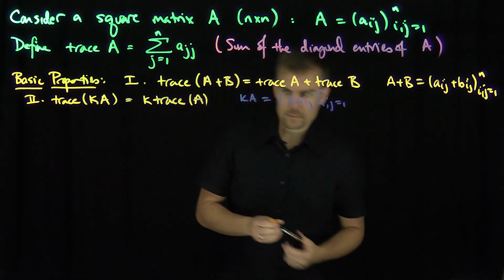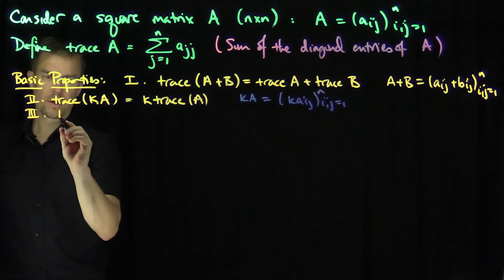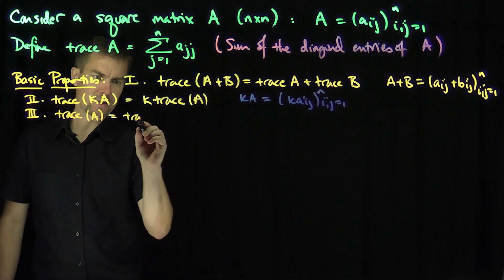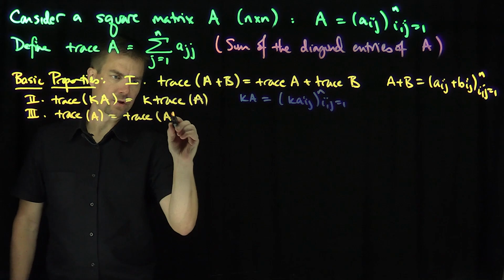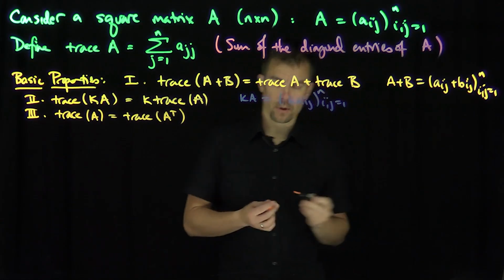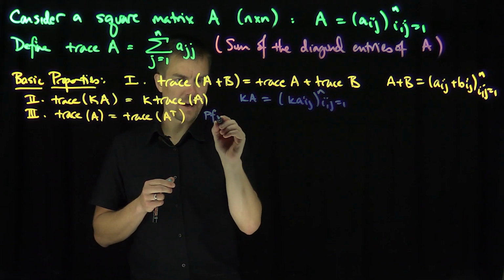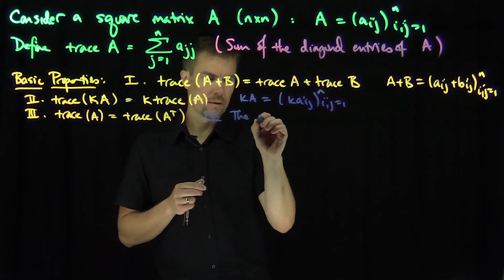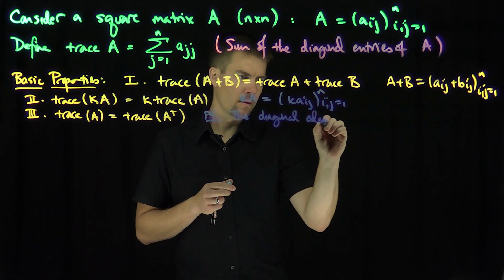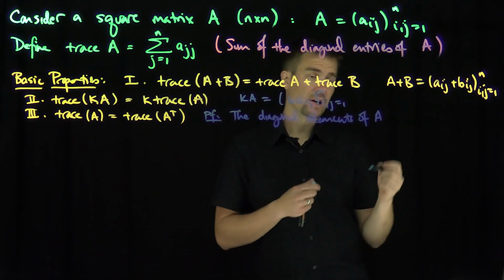All right, great. What's the next relationship? This is slightly more non-trivial, that the trace of A is the same thing as the trace of A transpose. And that's, of course, because the diagonal is an invariant when you transpose. So the proof of this fact is that the diagonal elements of A are invariant under transposition.